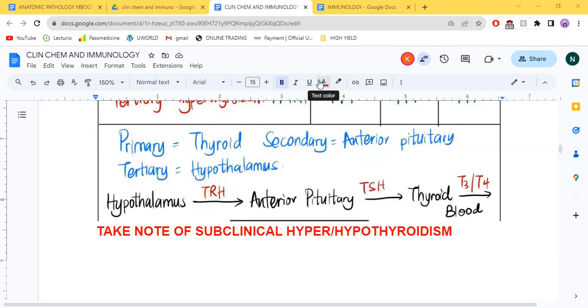Tertiary hypothyroidism: all of them are low. Tertiary hyper: all of them are high, because it starts from the hypothalamus. So there's no way we're going to have a mix; it's all going to be low or all going to be high. But for subclinical hypo, we have increased TSH, but T3 and T4 might be normal. It's usually reflected at the level of the anterior pituitary, not the levels in the body. So I think we can go to the next question.